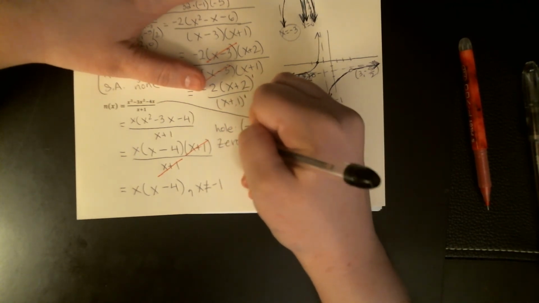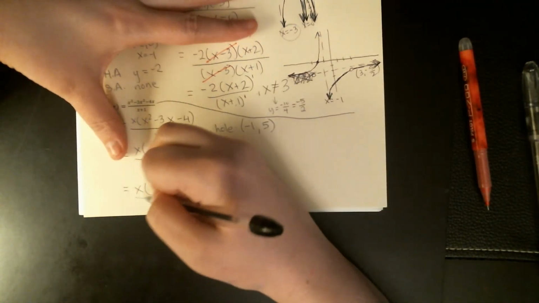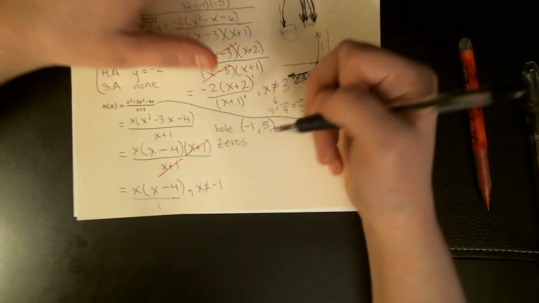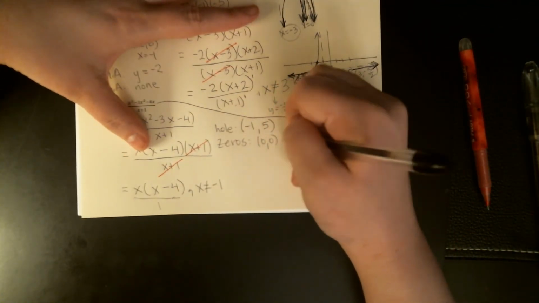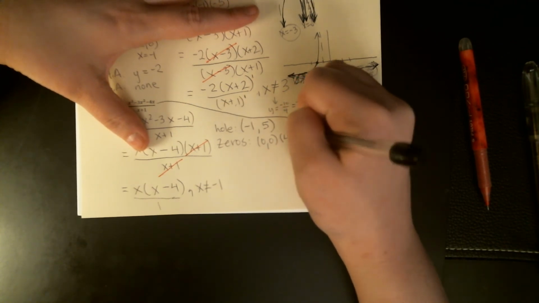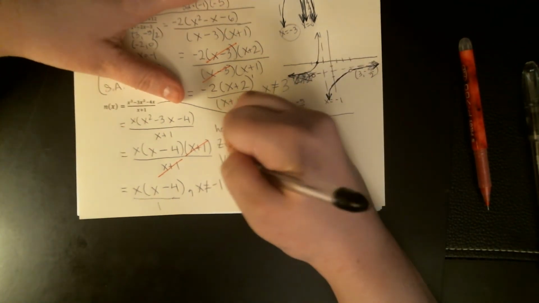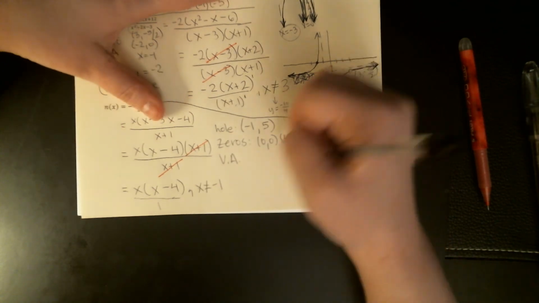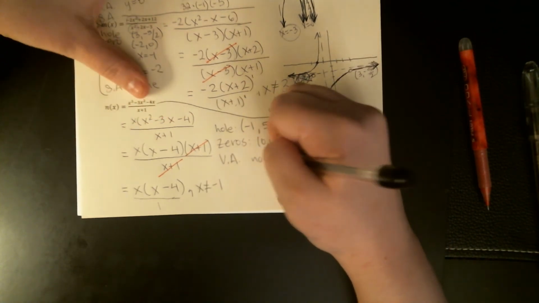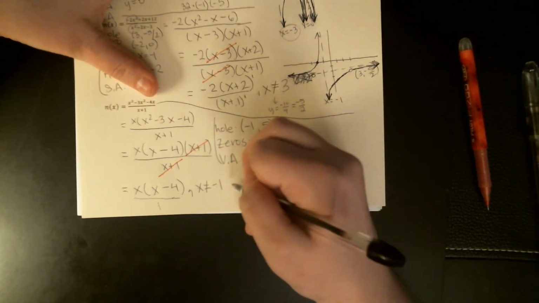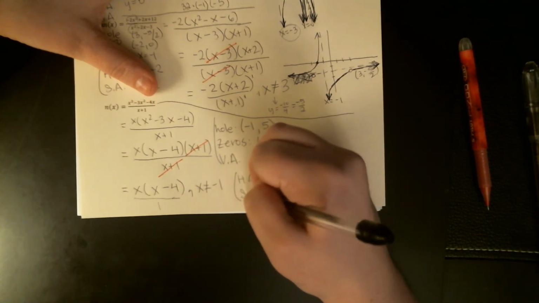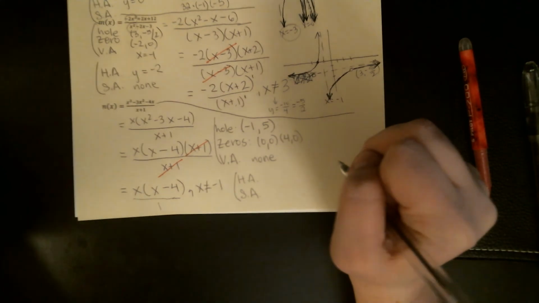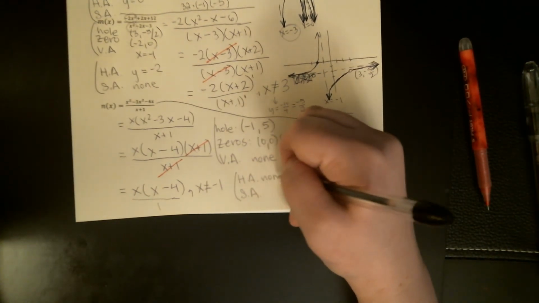Zeros. We get zeros when the top is 0, and pretty much there's only top now. So if you want to write that 1 just to remind you, you can. So if x equals 0, we have an intercept, and if x equals 4, we have an intercept. Vertical asymptotes would happen if the bottom is 0, which it is not. So no vertical asymptotes. That's my local stuff. My global stuff is horizontal or slant. And the answer here is actually none to both.